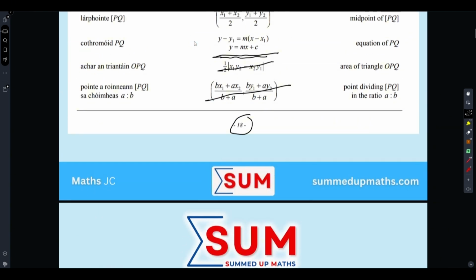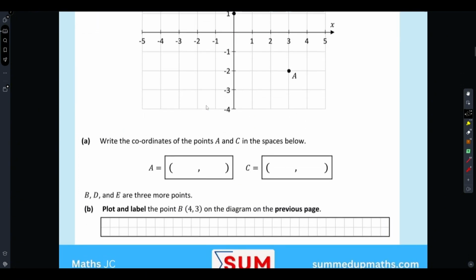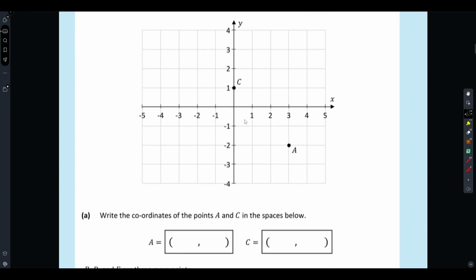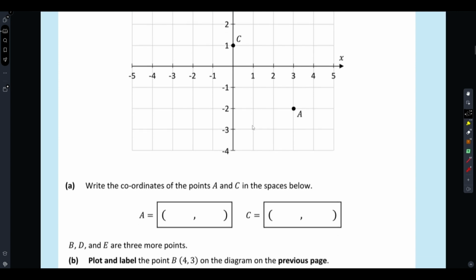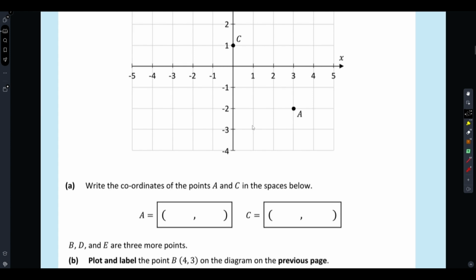The first thing we need to be able to do with coordinate geometry is be able to plot points when given them in a diagram. For example, being given the point A and the point C, and then writing down their coordinates. Whenever we're writing the coordinates, the first thing is always the horizontal, this is the X, and then the second one is the vertical, which is the Y. For the point A, we can see that it's 3 across, so we always start horizontal, so that is our X, and it is 2 down, so vertically down 2, so it's minus 2.